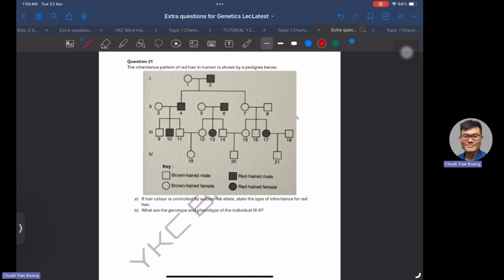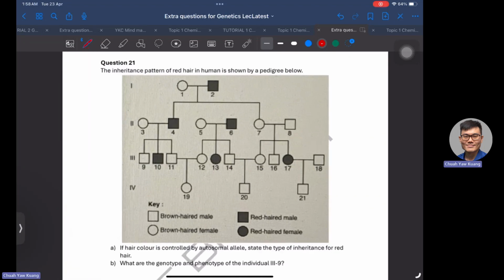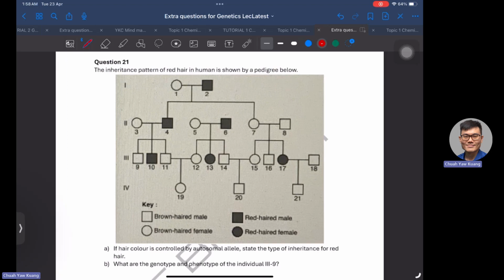Question 21 is also a question on the pedigree. You can see here, the question actually told us that this is an autosomal allele. So that means that you don't have to determine whether this is sex-linked or autosomal already, right? The question already told us that the hair color, the red hair, is controlled by an autosomal gene.